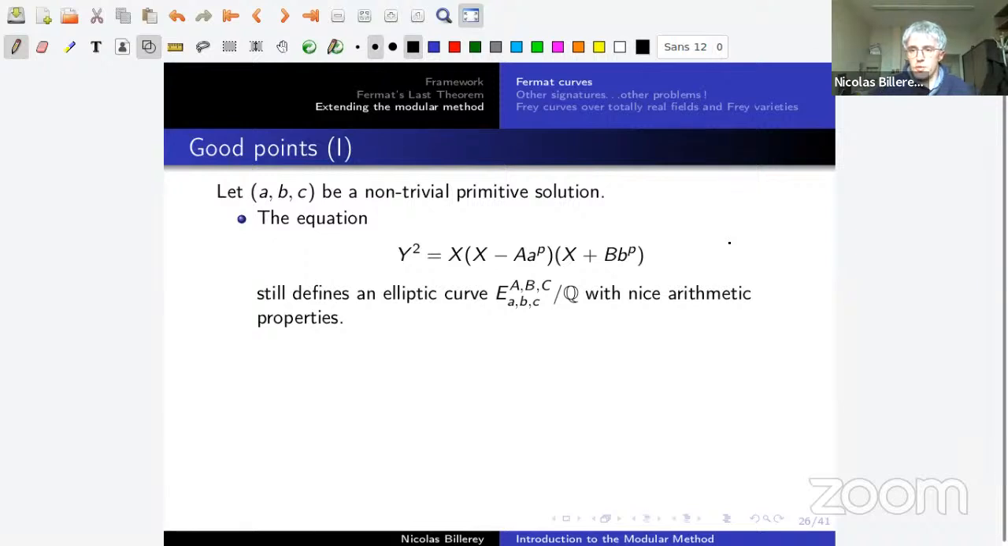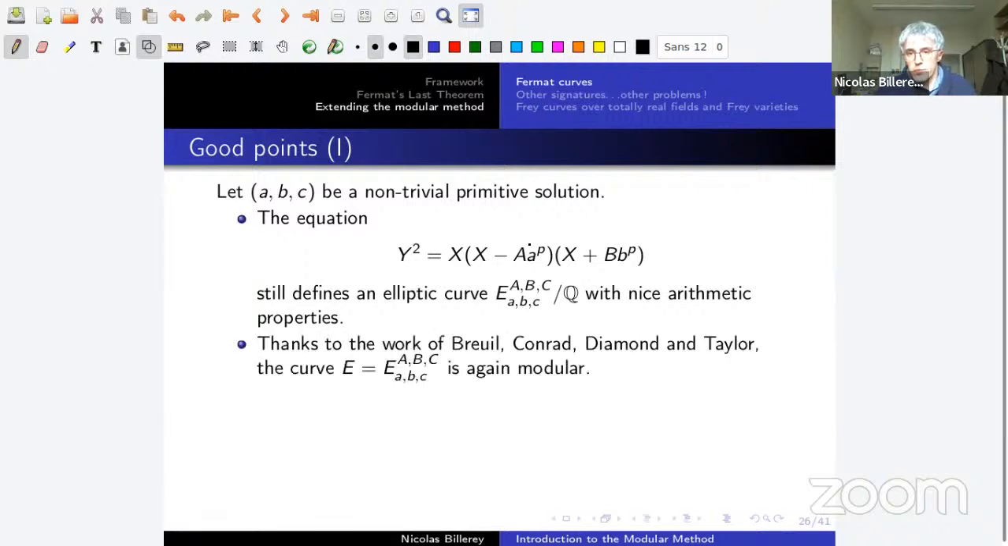Of course there are good points, because first of all, you can attach to such a non-trivial primitive solution to that equation a Frey curve as I did before. It's actually the same equation, but you put coefficients in front of the A to the P and B to the P. Now it's no longer semistable in general, but it doesn't really matter, because after Wiles' work on the semistable case, some people, Breuil, Conrad, Diamond and Taylor, have extended this work to show that every elliptic curve over Q is modular. So we can drop the assumption that the curve is semistable, and it applies to that more generalized curve.